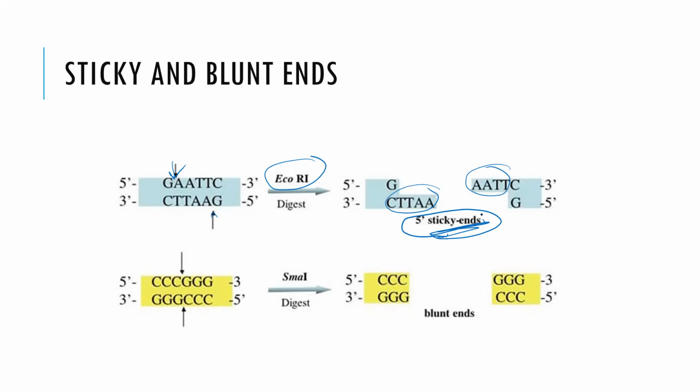Blunt ends are different. There is a restriction enzyme called SmaI, which cuts at a specific location somewhere here, and it will produce blunt ends. Sticky ends are easy to ligate or glue together, but blunt ends are difficult to ligate.